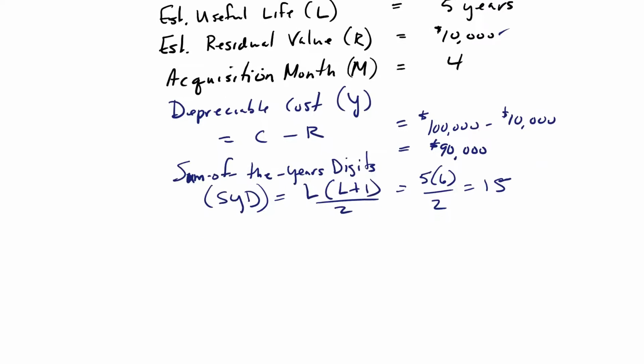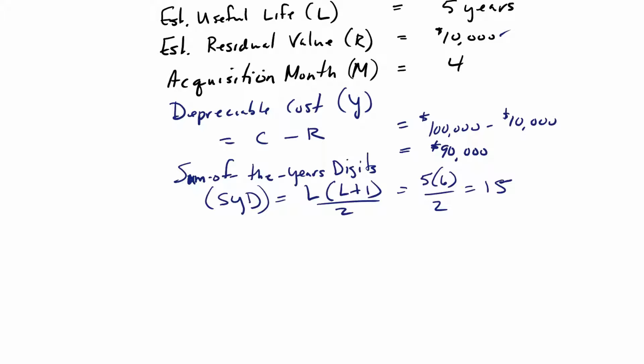Okay, well, armed with that, let's compute our depreciation then for the first year. I'm going to say D sub 1 as the depreciation for year 1. And just to write this out in terms of our basic variables, we want to take the depreciable cost of the asset. Recall I designated that as Y up here.